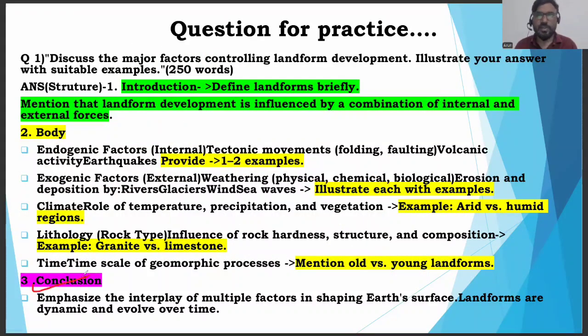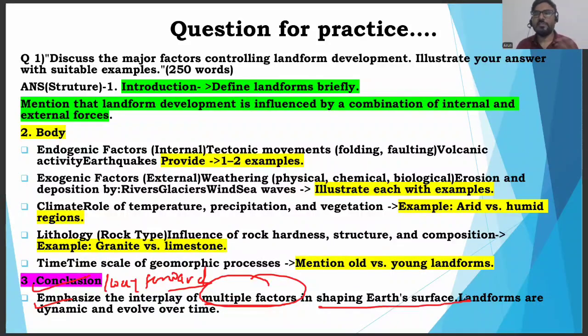Okay, the last and very important part of answer writing is the conclusion. So we have to conclude our answers. How can we conclude? We can conclude in the form of a way forward, or we can just simply say that we need to emphasize the interplay of multiple factors in shaping the earth's surface. What are the different factors which are acting together and shaping the earth's surface, or modifying the landforms? Landforms are a dynamic and ever-evolving process. So we need to write that landforms are changing, it is an evolving process.